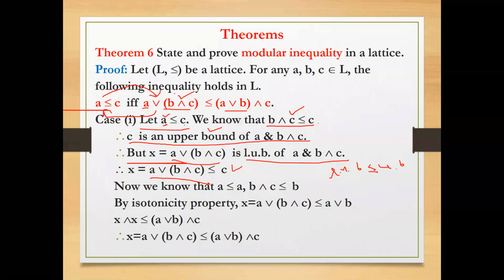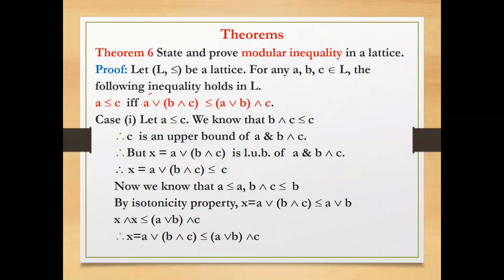Now we have proved that this whole term, the left hand side of this term, is less than or equal to C. Now we shall prove that this term is also less than or equal to A join B.